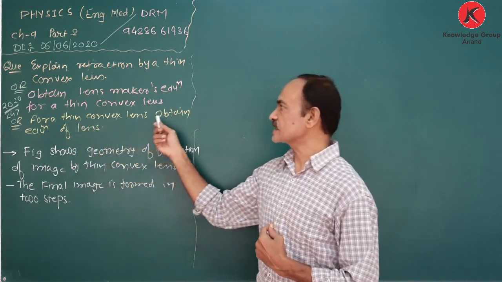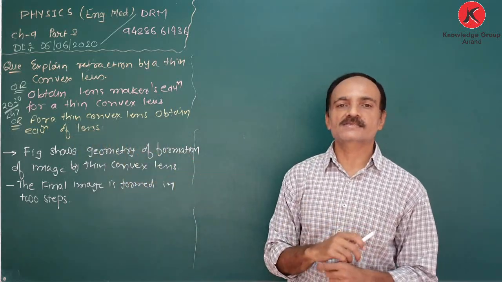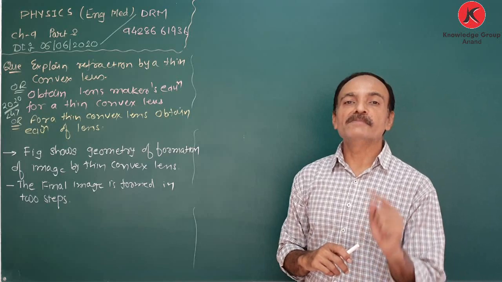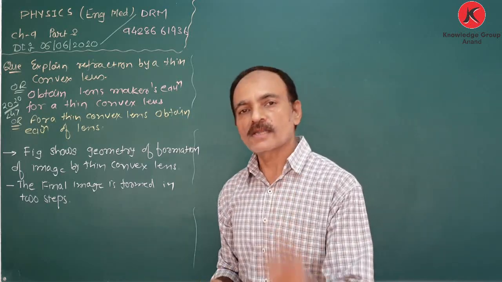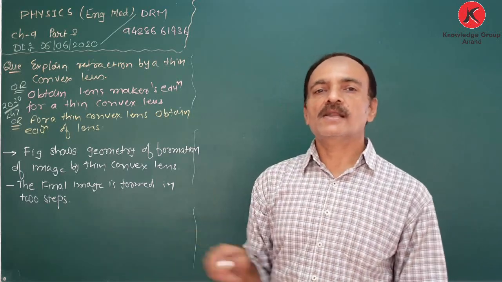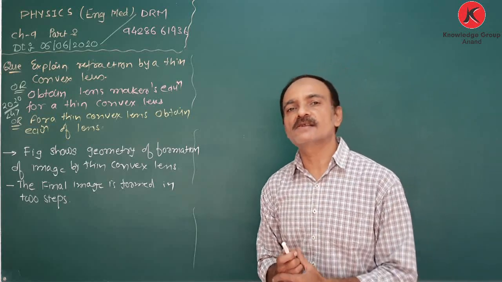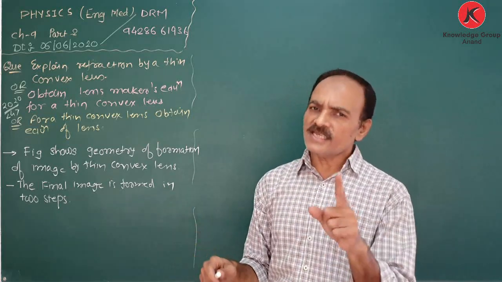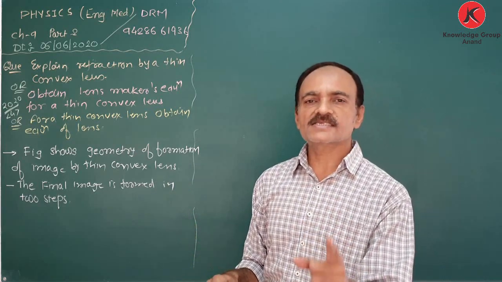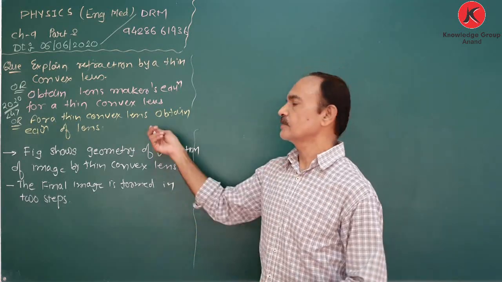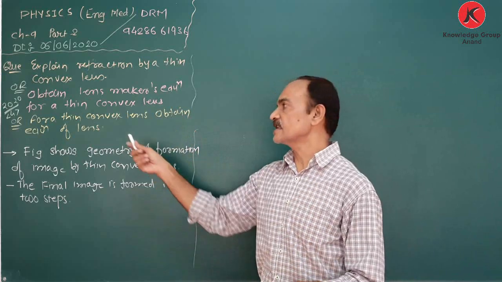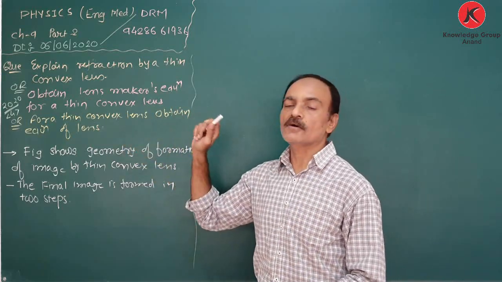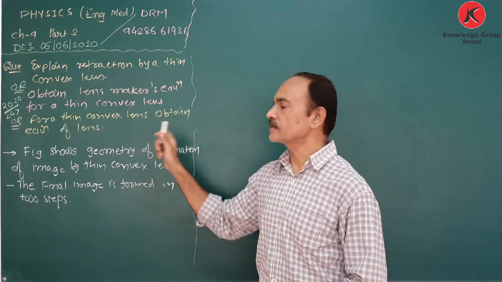Now, this question will also ask one step more: for a thin convex lens, obtain the equation of lens. Already we obtained the mirror equation for concave and convex mirror, 1 upon u plus 1 upon v is equal to 1 upon f. The same equation, that means the relation between the object distance, image distance and focal length for the lens. This equation is known as the equation of lens. We are going to obtain this.